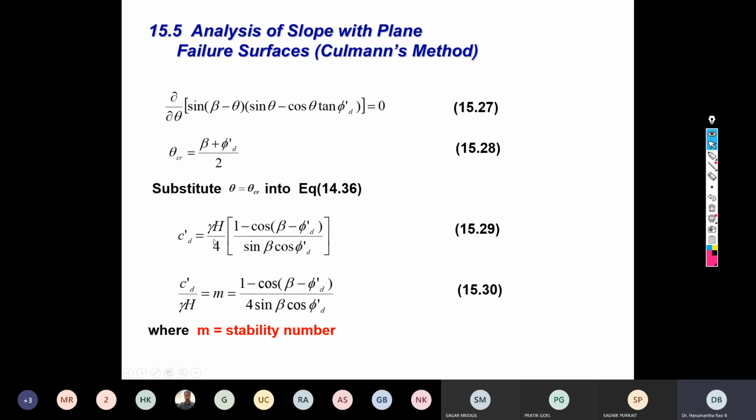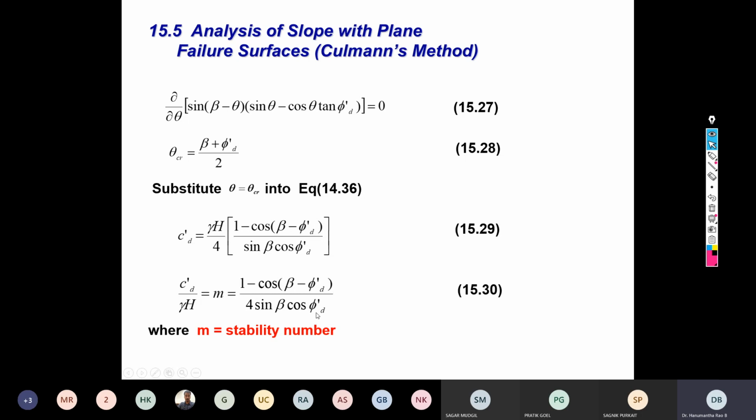Here, when you have rearranged, C dash by gamma h is also called a stability number, wherever it comes in, whichever the theory it is. Taylor has defined C dash by gamma h as a non-dimensional coefficient, a non-dimensional parameter. C dash by gamma h is the stability number. So m is equal to 1 minus cos of beta minus phi dash by 4 sin beta into cos phi.